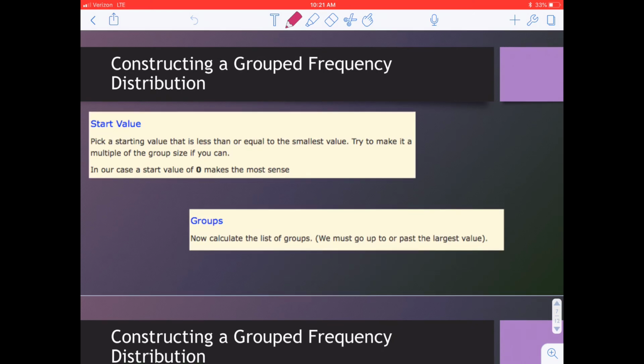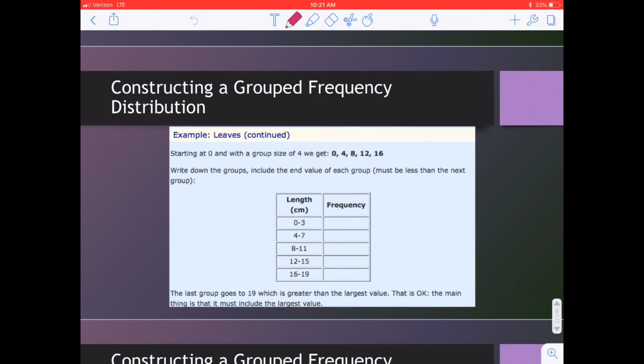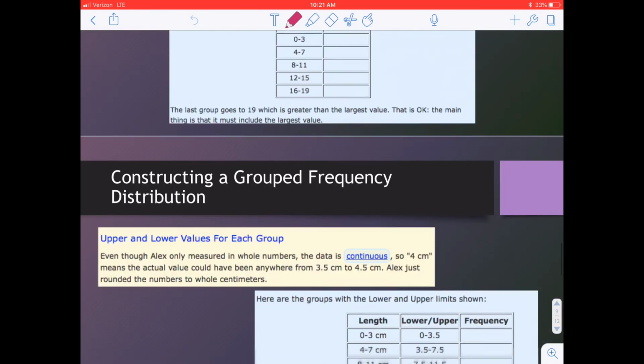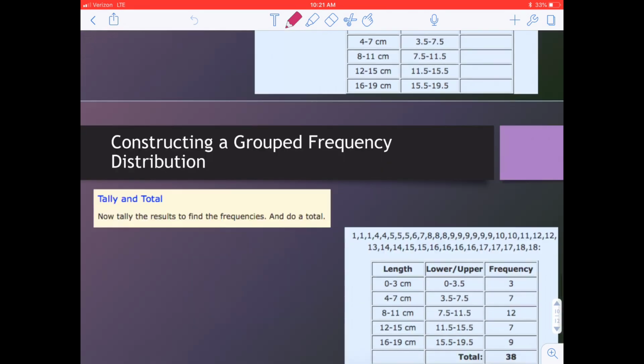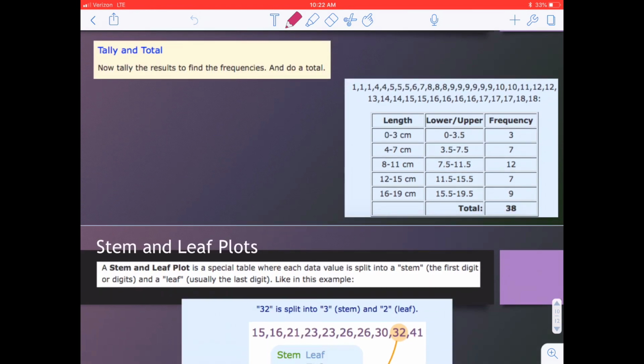So then I'm going to determine my start value and then begin to make my groups, as you see that I've done here. So I've chosen to start at 0, and I have group sizes of 4, so 0, 1, 2, 3, 4, 5, 6, 7, 8, 9, 10, 11, and so on. And you'll notice that all of those intervals cover every single data point that I would have. And so I'm able to then count up the frequency at which each interval occurs, and I find out that to have a length between 0 and 3 centimeters, there was a frequency of 3, and between 4 and 7 there was a frequency of 7, and I continue on in that manner.